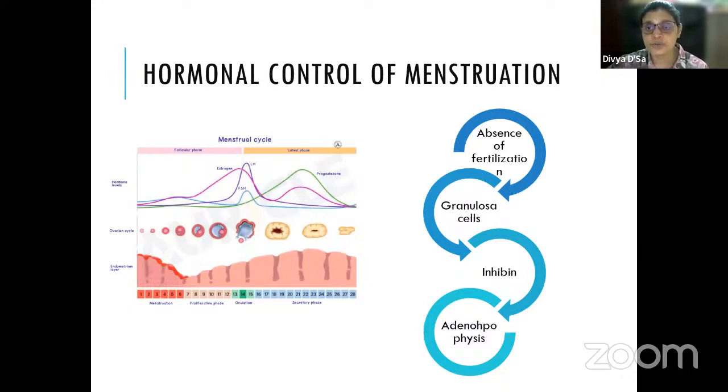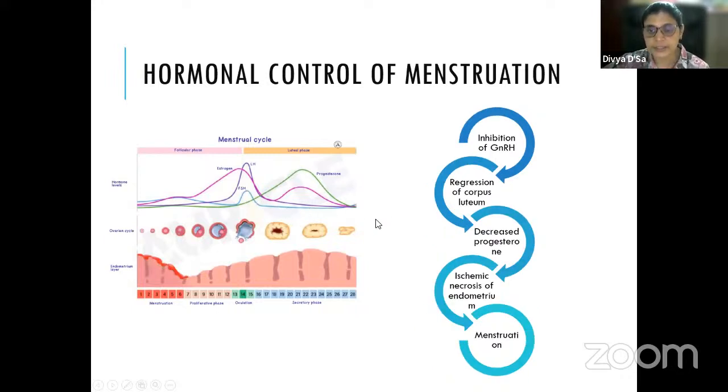But in case there is no fertilization, these granulosa cells will secrete inhibin. Okay, they secrete the inhibin hormone, and this inhibin will inhibit the adenohypophysis, that is the anterior pituitary. So the FSH is decreased, all the hormone levels are decreased. There is inhibition of gonadotropin releasing hormone, so there is negative feedback there.